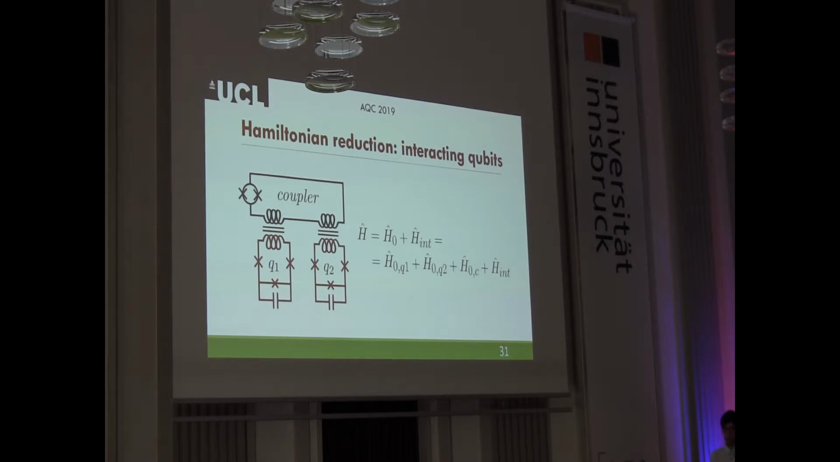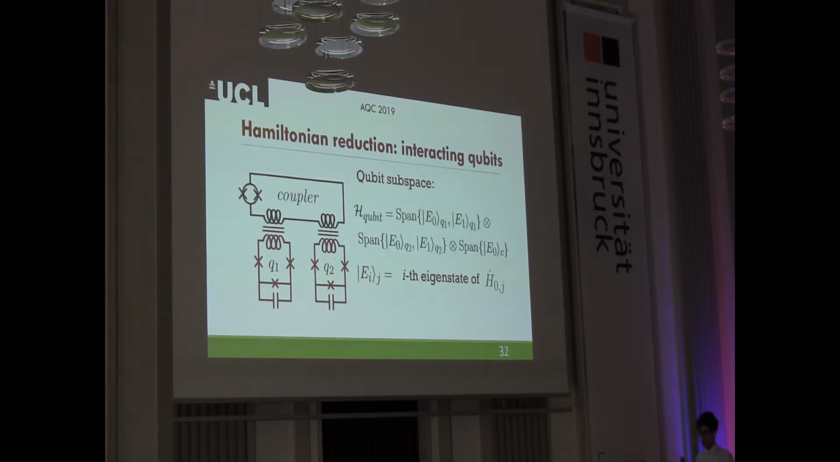Now, for multiple qubits, things get a bit more complicated. For example, let's focus on this system of two 3-junction qubits interacting magnetically with a tunable inductive loop. So it's a compound junction RF SQUID. In this case, the energy of the system is described by this Hamiltonian that has the independent Hamiltonian of the two qubits and the coupler, plus an interaction term.